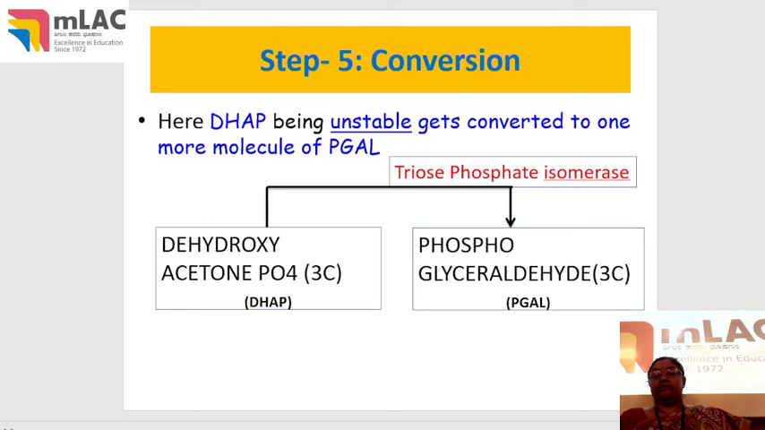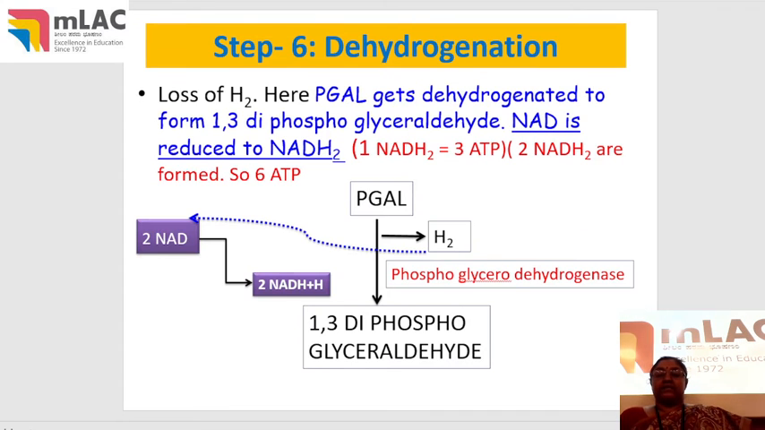So altogether, from now on, there are two PGAL molecules which will continue the rest of the reactions. Step number 6 is dehydrogenation. Dehydrogenation is a reaction where hydrogen is released. So you see that there is loss of hydrogen.